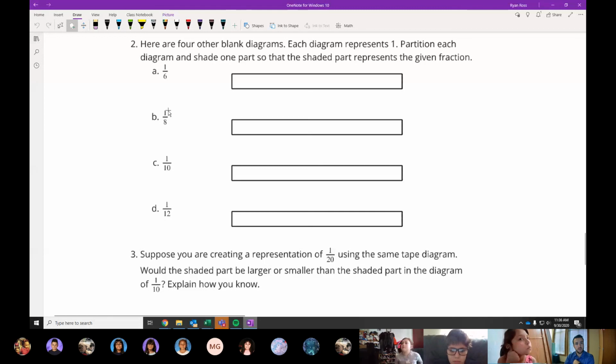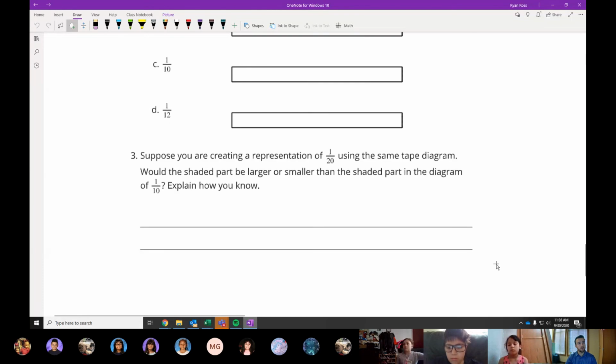Okay, my hint to you is as you're working through problem number 3 and you're going from 1/6 to 1/8 to 1/10 to 1/12, I want you to pay attention to how many pieces there are that make up the diagram as you increase the denominator's value. So as you go from 6 to 8 to 10 to 12, I want you to use that pattern that you see to write what would happen if you had 1/20th. Okay, and if you struggle on it, that's okay. It's more of a challenge question at this point in time.